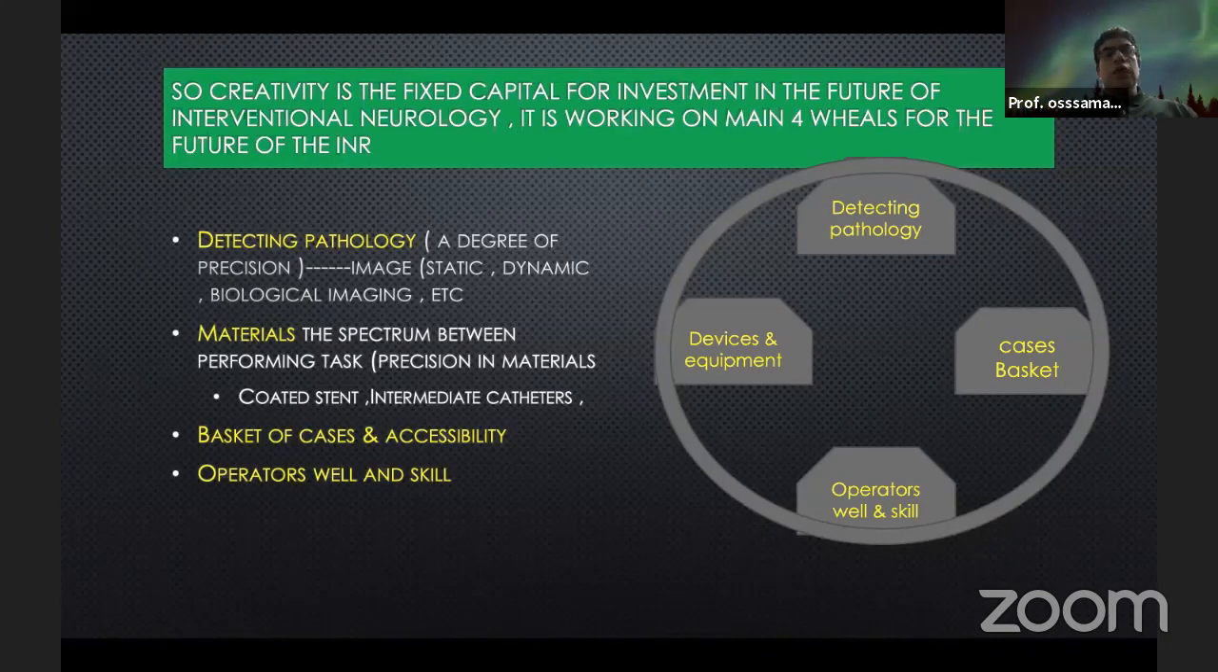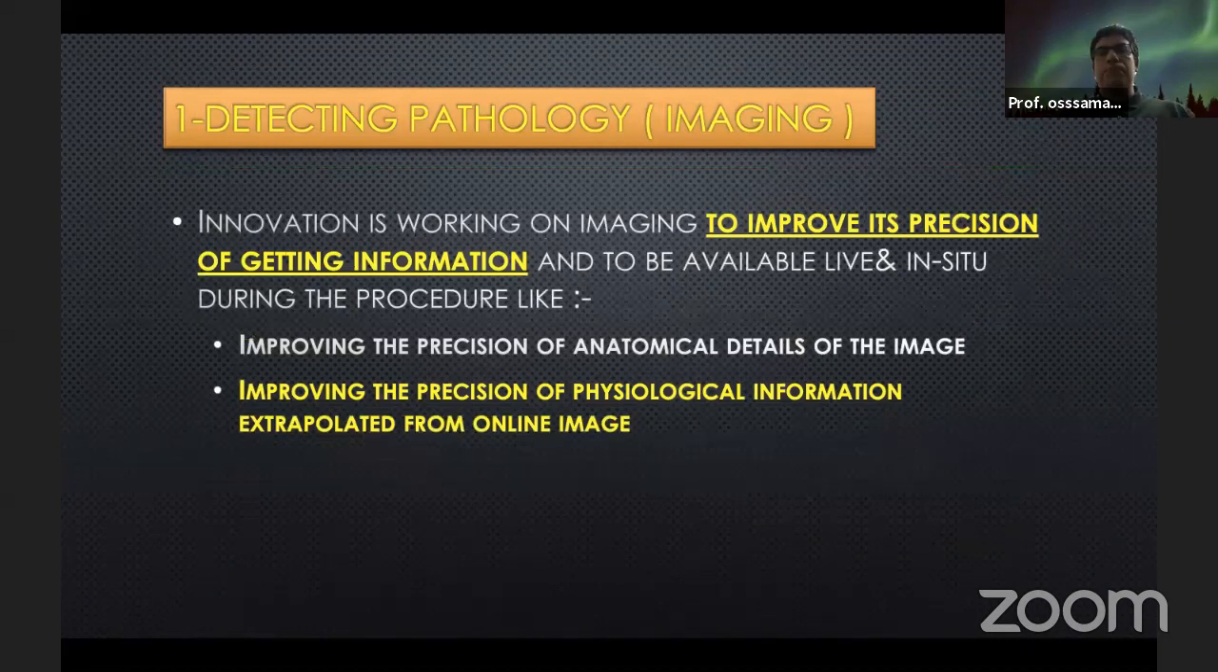Materials, number 2: the spectrum between performing the task and the innovation of creating materials which harbor a higher safety profile and a higher efficacy profile is very important. Also, increasing and widening the basket of cases and accessibility is another wheel for the improvement of our field. And then I come to the 4th wheel, which is the operator. I will talk about the will of the operator, because burnout is very important, and the skill of the operator.